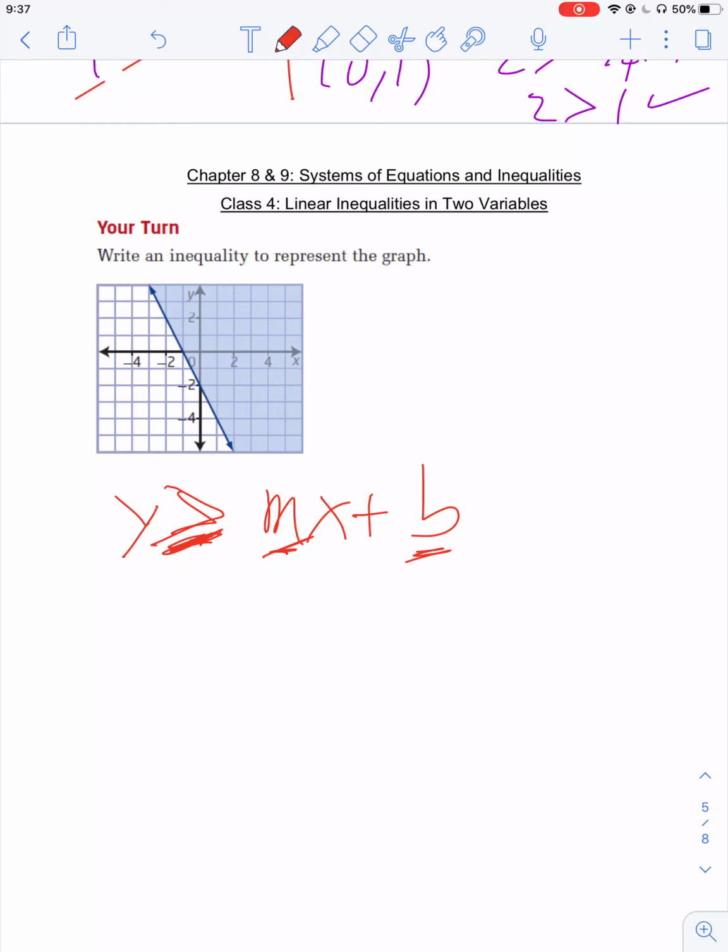Actually, you only need 1 point because your y-intercept is fairly visible, right? So this is your y-intercept. That means b is equal to -2. And now all you need is to figure out what the slope is.